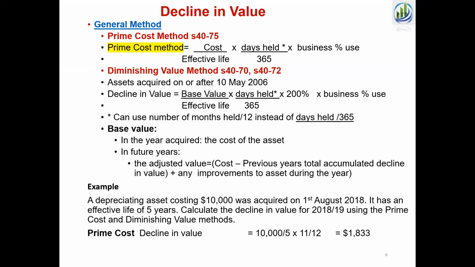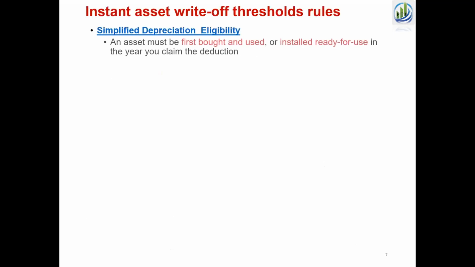The first year your depreciation will be, why did I put 11 divided by 12? You can do it by month as well instead of days, right? So 1,800, but if you go to diminishing value, you can see it doubles up, right? So which method do you prefer? In the first year, diminishing value is going to give you more deduction, but in the coming years it will be reduced. Now we will go to the new rule called the instant write-off rule. It means immediately writing off from your income tax without calculating the prime cost or diminishing value method.